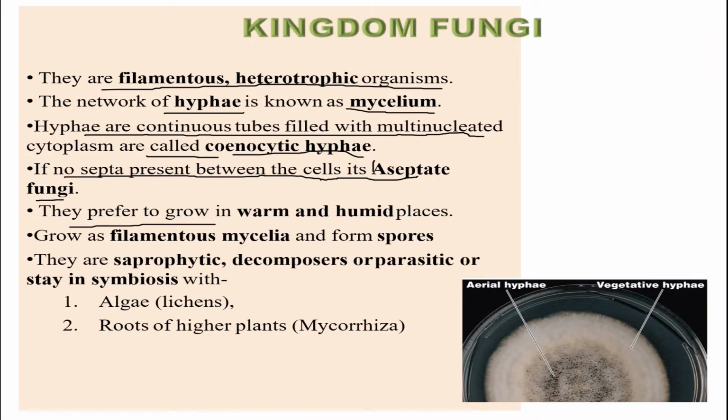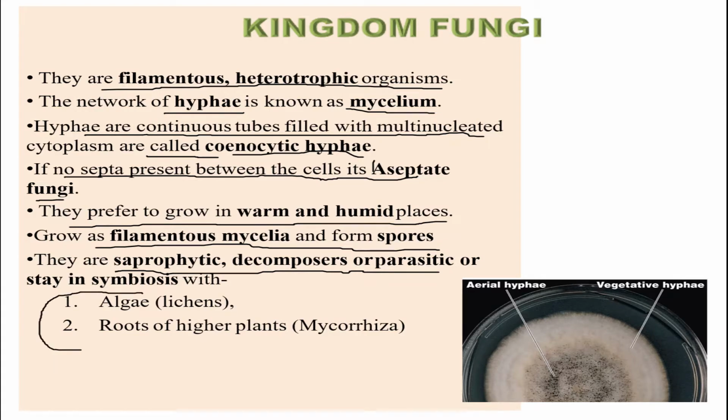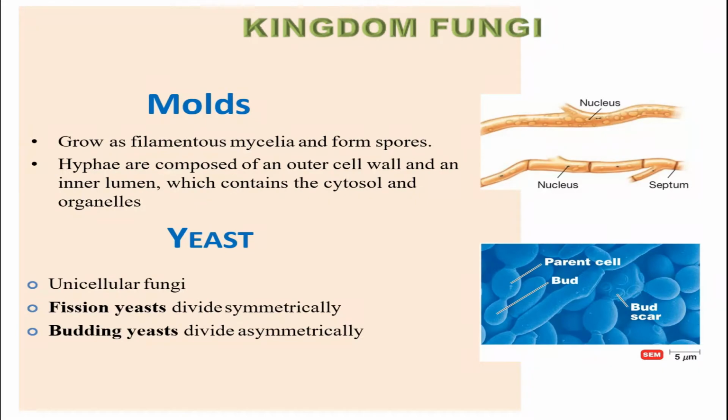Also, they prefer to grow in warm and humid places, and they grow as filamentous mycelia and form spores. They are saprophytic decomposers or parasitic in nature. Some examples of fungi would be lichens and some of the roots of higher plants such as mycorrhiza. Other examples of fungi are molds and also yeast. We will just give an overview of molds and yeast.